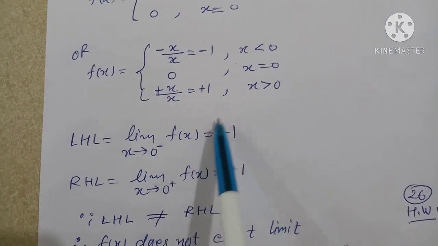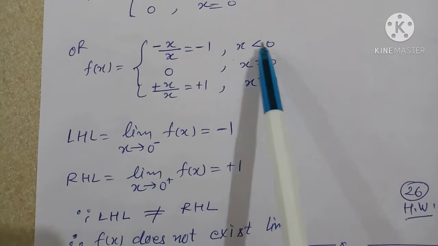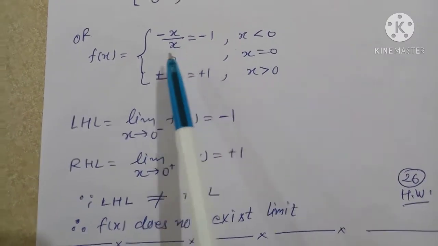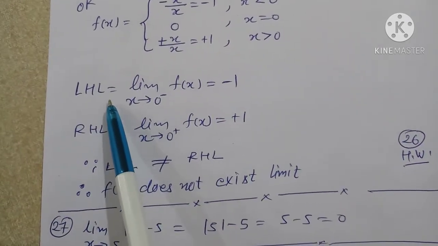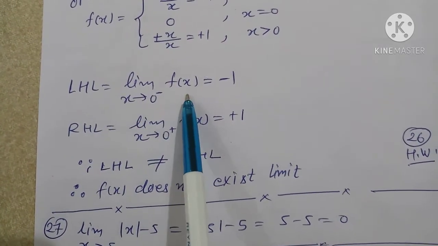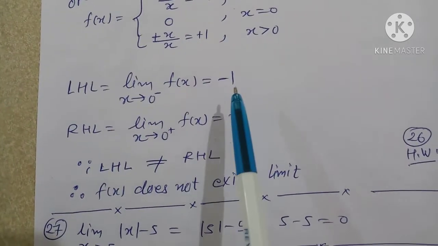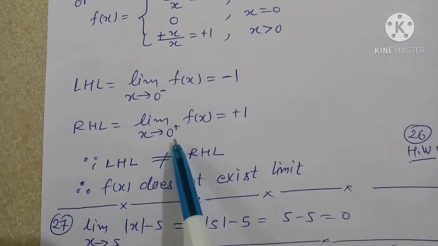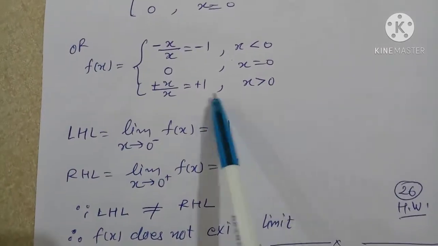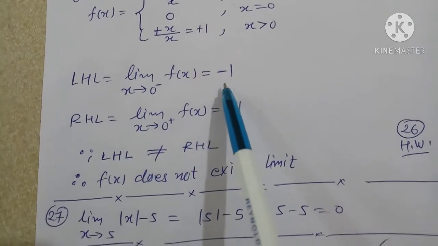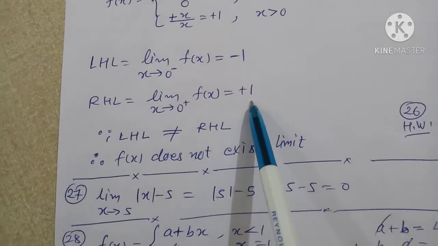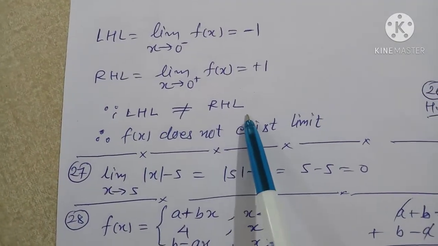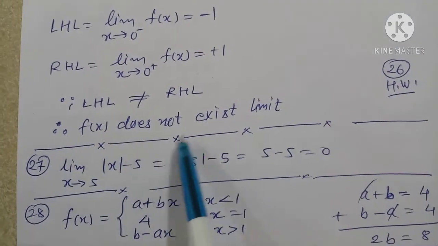Now find the limit at x equal to 0. So use here LHL and RHL because the function is defined in different intervals. LHL means limit x tending to 0 minus f(x), which is directly minus 1, and right hand limit, x tending to 0 plus, means more than 0, the function is plus 1. So see here, the left hand limit is minus 1 and the right hand limit is plus 1. Since the left hand limit is not equal to the right hand limit, therefore the limit does not exist.